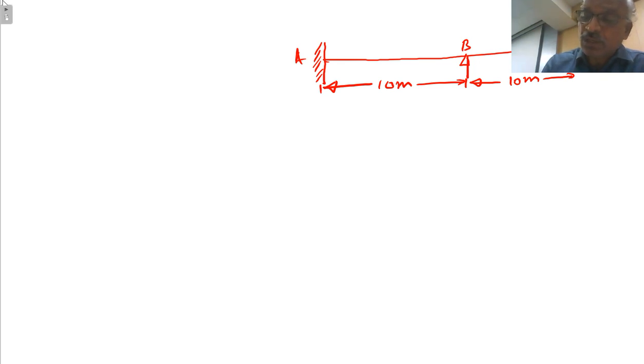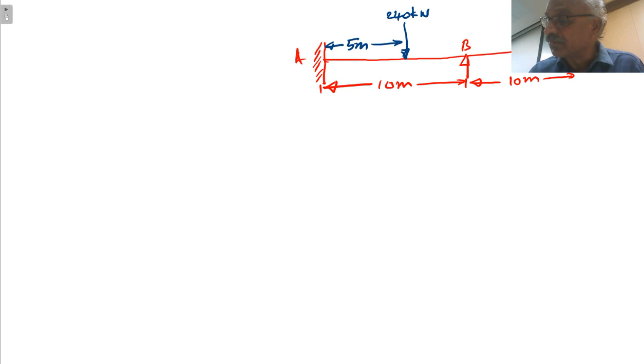Now, there are two loads. There is a central concentrated load of 240 kilonewtons at 5 meters from the left hand support. There is another load of 200 kilonewtons, 5 meters from the right hand support. That is, both are central concentrated loads.